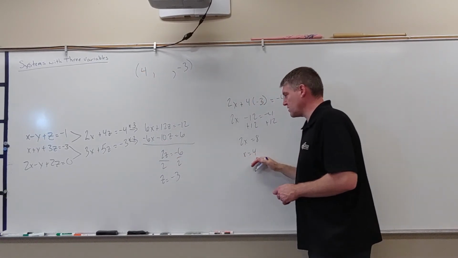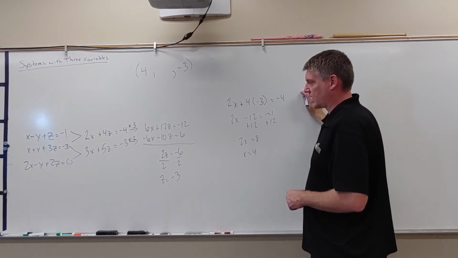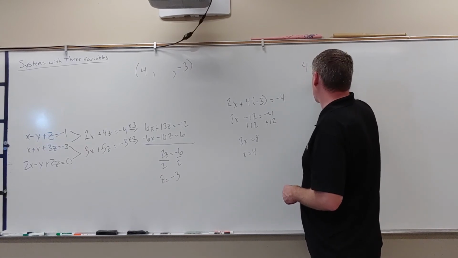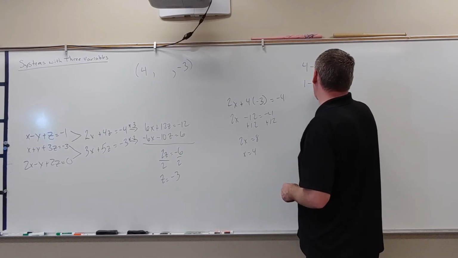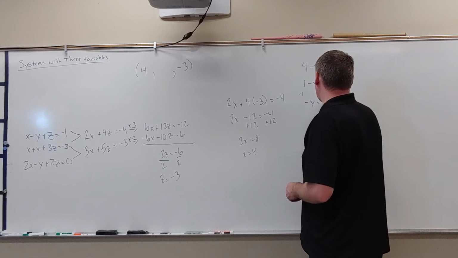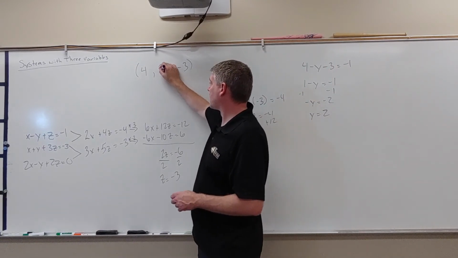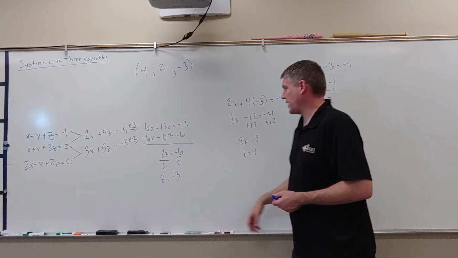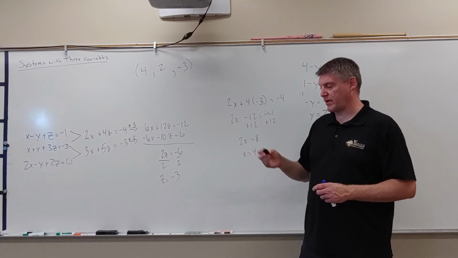I'm now going to take this 4, plug it back in. I'm going to plug it into the top equation. So I have 4 minus y minus 3 equals negative 1. 1 minus y equals negative 1. Subtract my 1, negative y equals negative 2, or y equals 2. All right? So there's my ordered triple. I now have found where those 3 equations are going to intersect.